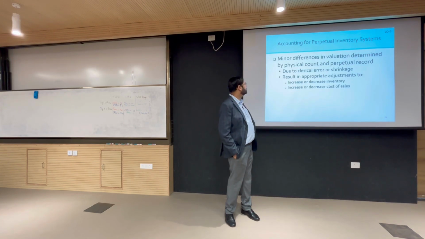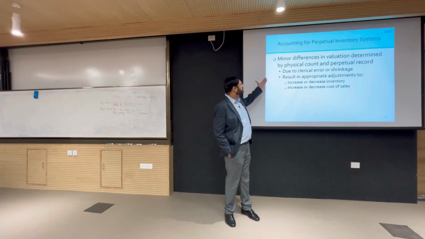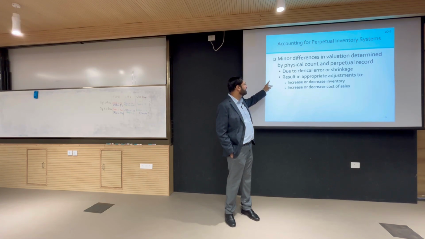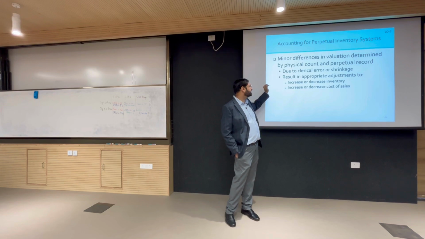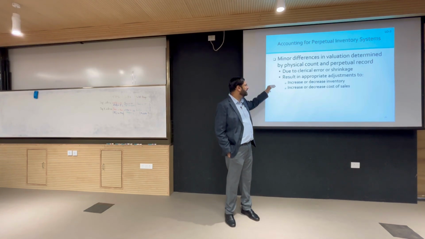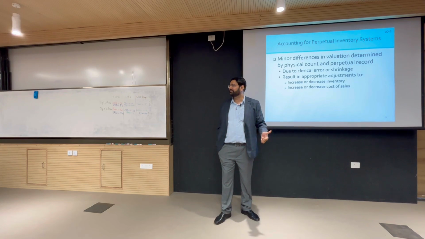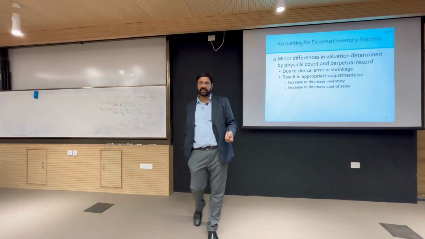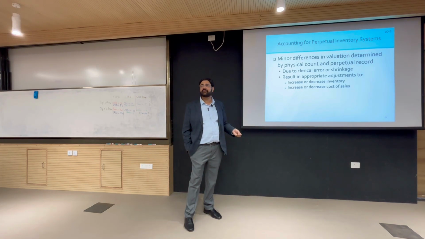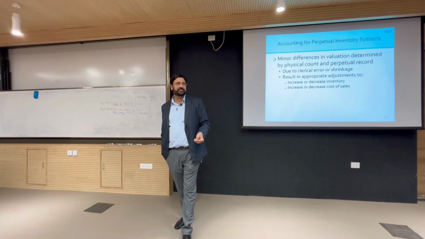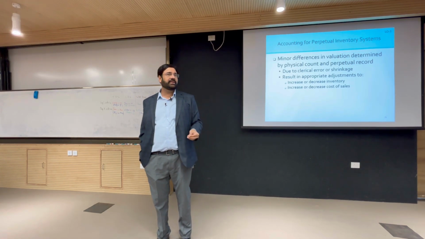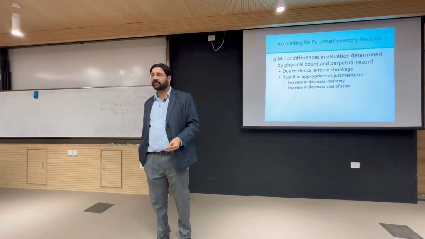Next. Then minor differences in valuation determined by physical count and perpetual record due to clerical error or shrinkage. Then we have to adjust the inventory, and we have already seen the inventory shrinkage, in this case it was 5 rupees, right? So what was the entry we passed? Inventory shrinkage 5 debited, inventory account credited 5.